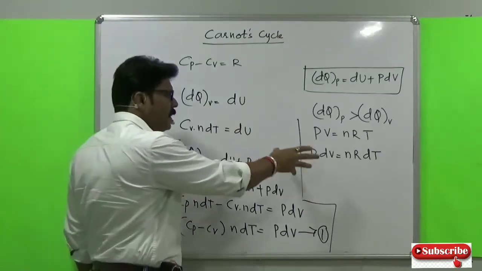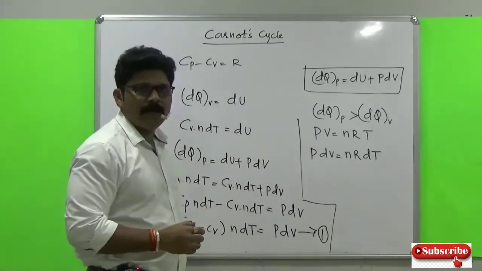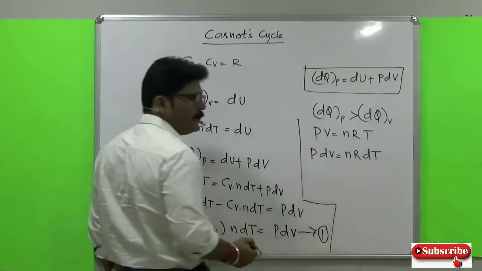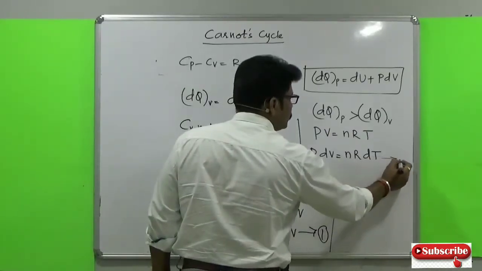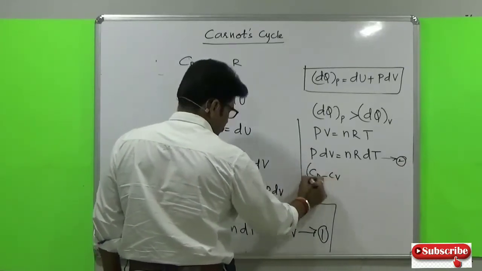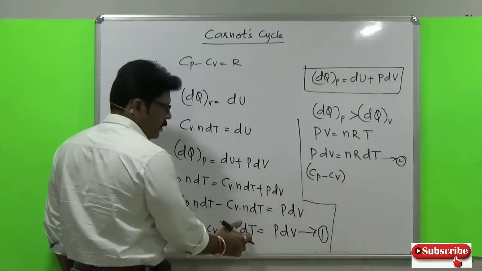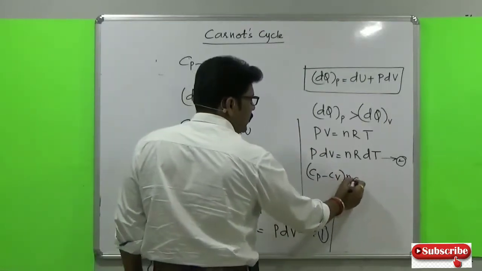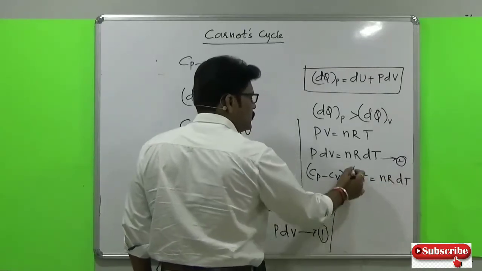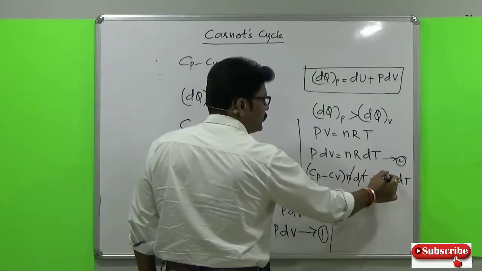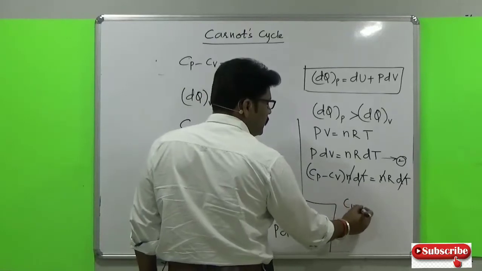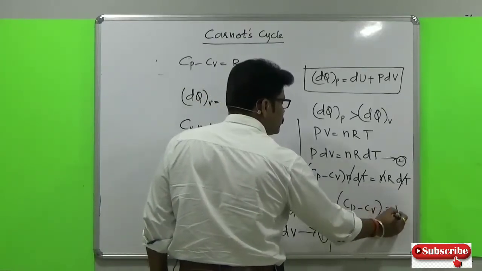उसके हिसाब से मैं क्या लिख रहा हूँ? PV is equals to nRT. That can be written as P into dV is equal to nR dt. This is equation number 2. दोनों को equate करो. अब Cp minus Cv into n dt, n dt कैसे लगाओ? n into dt is equals to n into R into dt. So this two will get cancelled. n into dt will get cancelled. और क्या बच गया इधर देखो? Cp minus Cv equals to R.